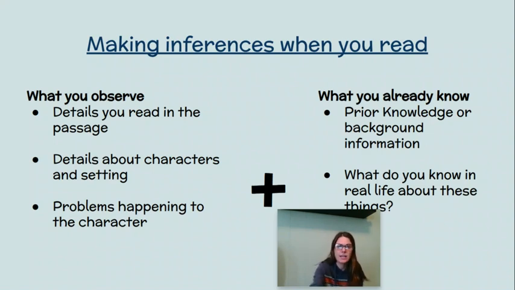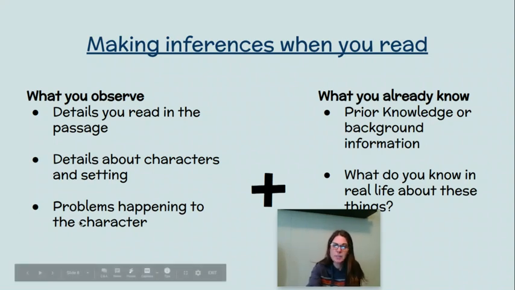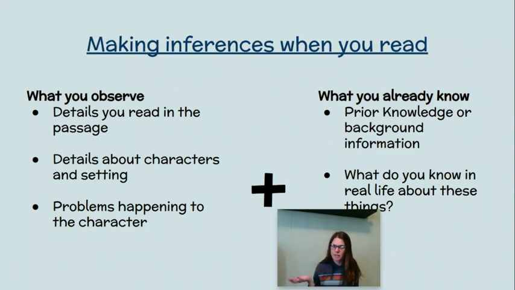So let's look at this side right over here that says what you observe. I want you to pay attention to three main things as you're reading. I want you to pay attention to the details that you read, that text evidence right there in the passage. I want you to pay attention to the details about characters and the setting. What are characters? I bet you're saying it's the people in the story. And what's a setting? Remember, when and where the story takes place. And then I want you to pay attention to the problems happening to the character. We could also think of these as conflict.